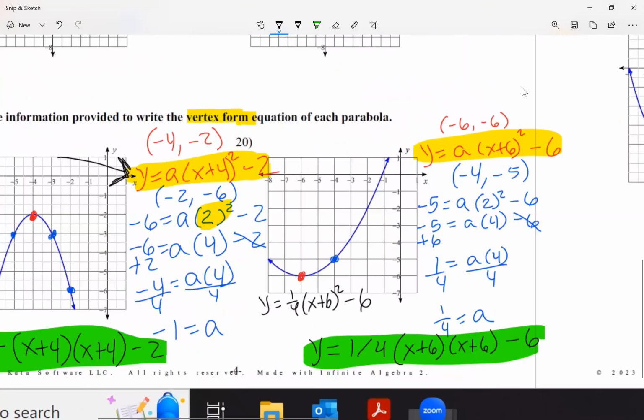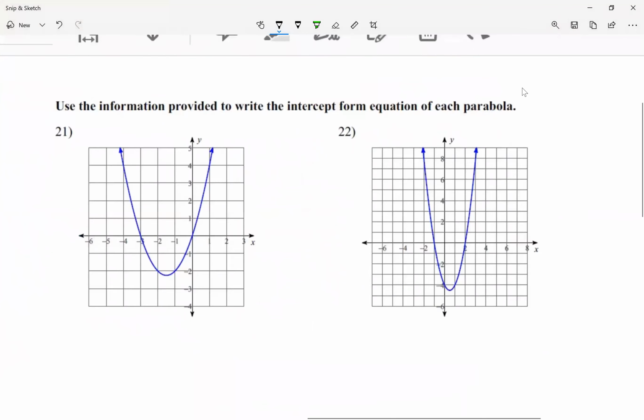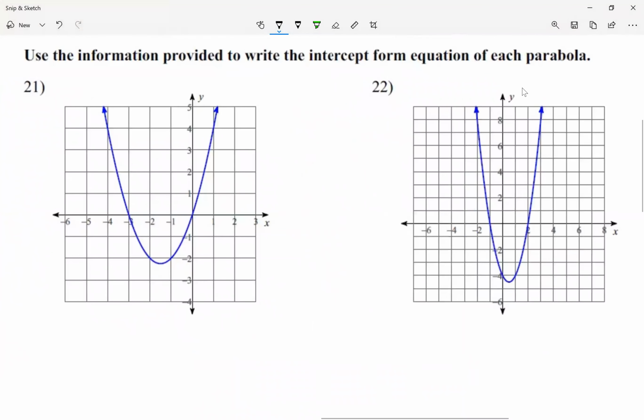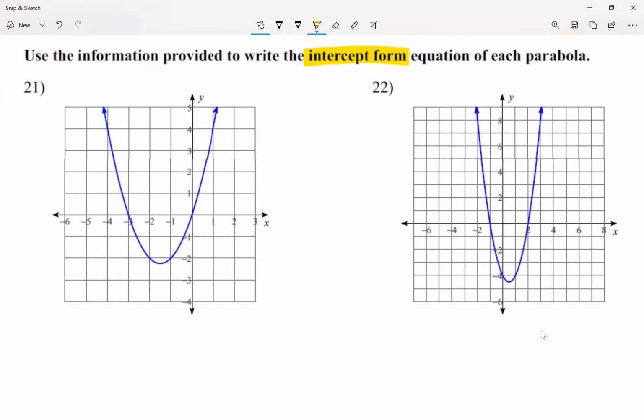Let me take a look at number 21 and 22. Now here, my instructions, so always read the instructions. It says, use the information provided to write the intercept form equation of each parabola. So I'm not asking for the vertex form. I'm asking for the intercept form. For the intercept form, I'm going to be crossing my axis twice, my x-axis.